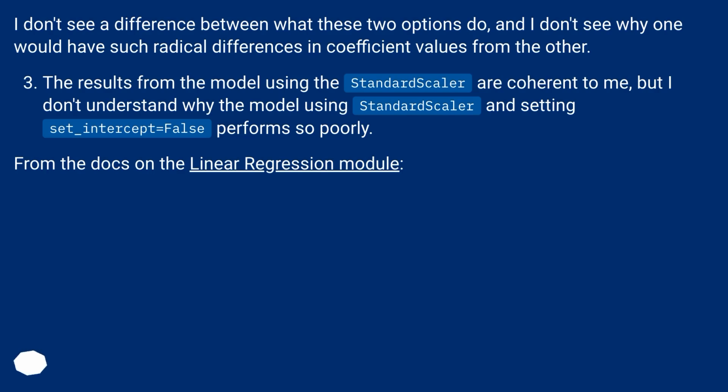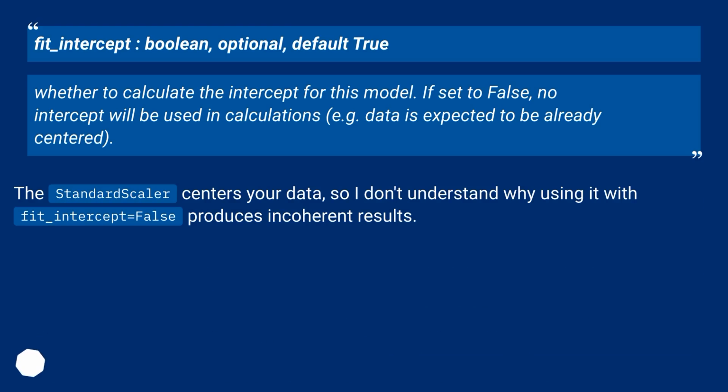From the docs on the linear regression module. fit_intercept, Boolean, optional, default true. Whether to calculate the intercept for this model. If set to false, no intercept will be used in calculations, for example data is expected to be already centered. The StandardScaler centers your data, so I don't understand why using it with fit_intercept equals false produces incoherent results.